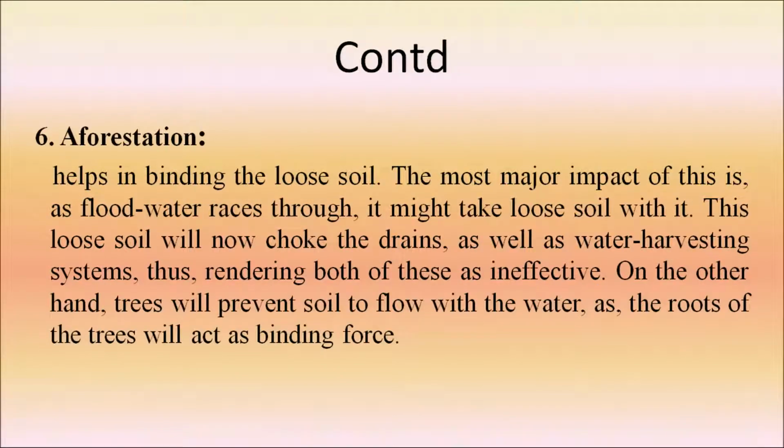Next is afforestation. It helps in binding the loose soil. The most major impact of this is that as flood water races through, it might take loose soil with it. This loose soil will then choke the drains as well as water harvesting systems, thus rendering both of these ineffective. On the other hand, trees will prevent soil from flowing with the water, as the roots of the trees will act as a binding force.